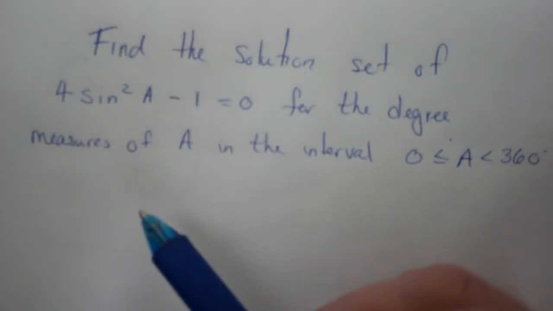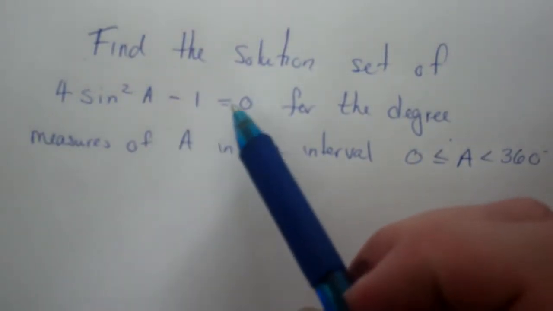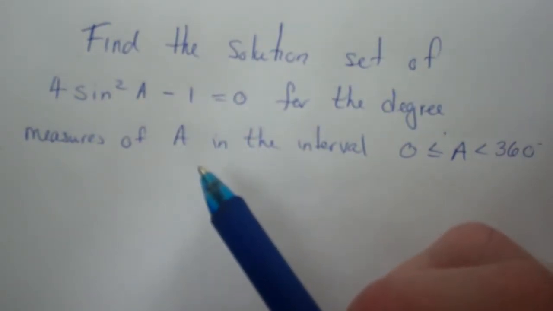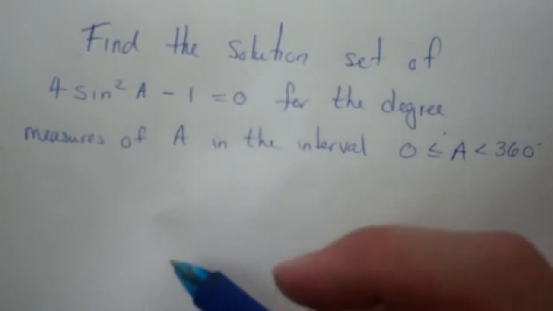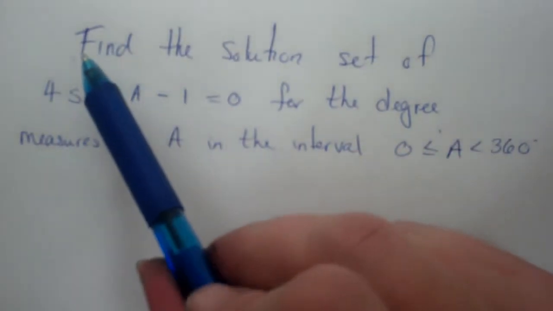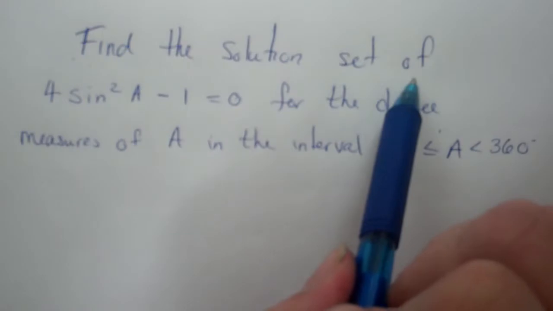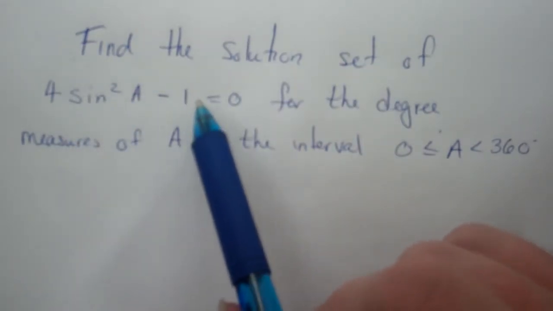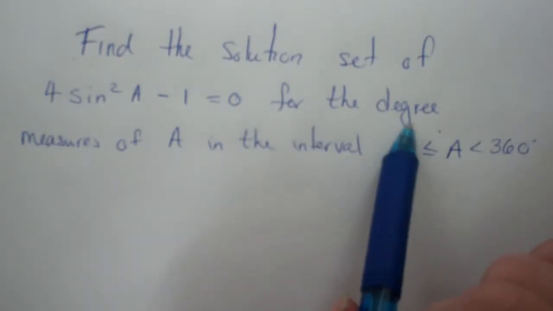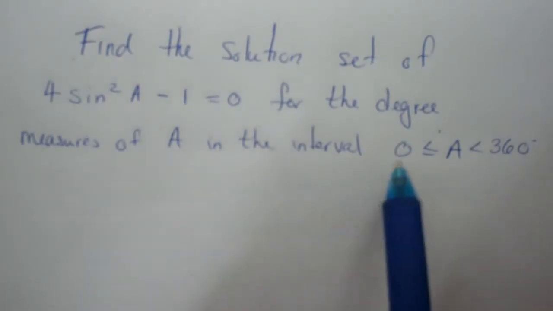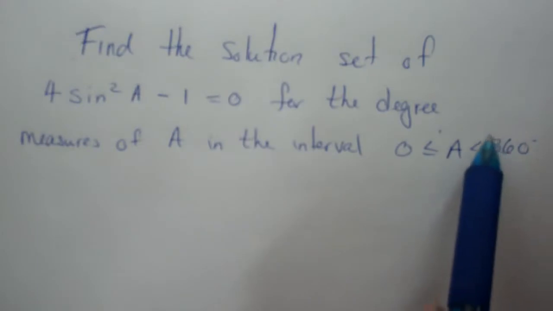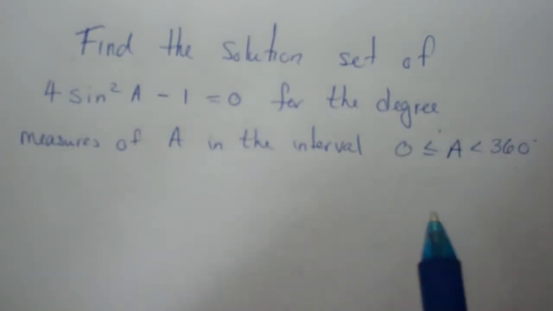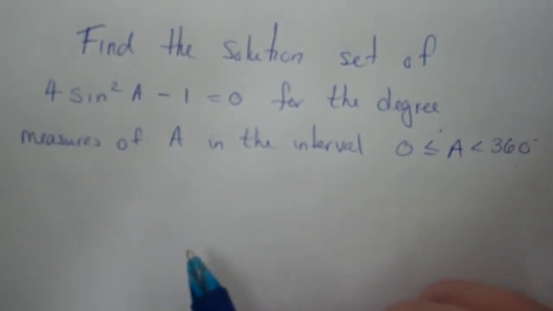In this problem, we're solving a trigonometric equation. This is another example where using factoring can sometimes be one way to help us get the answer. So it says find the solution set of 4 sine squared a minus 1 is equal to 0 for the degree measures of a in the interval 0 is less than or equal to a is less than 360. That means that we're only letting ourselves go around the circle at most once.